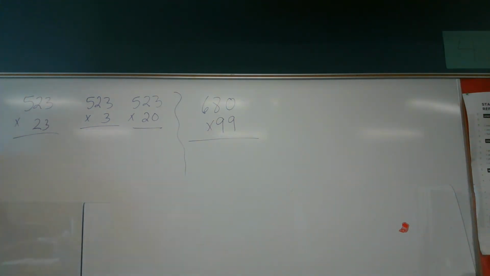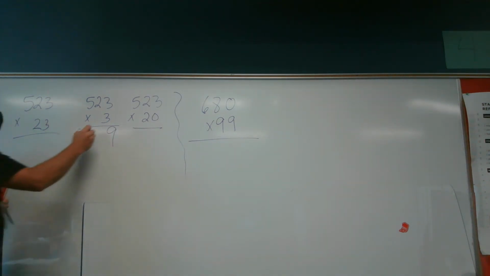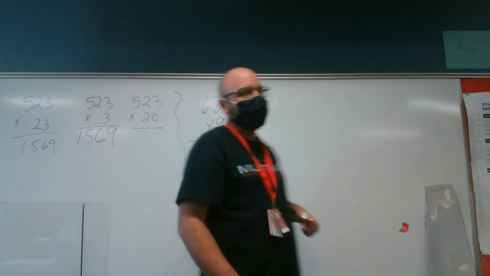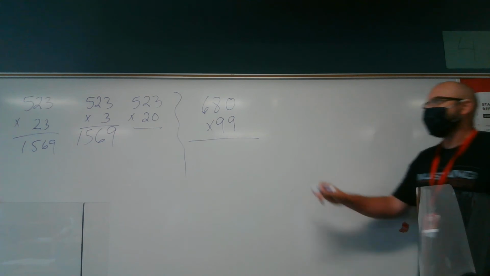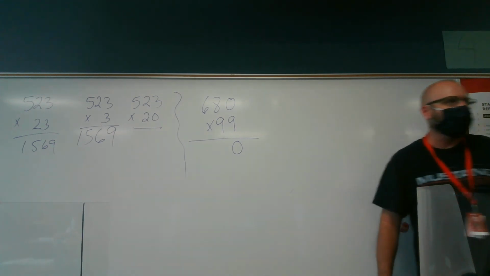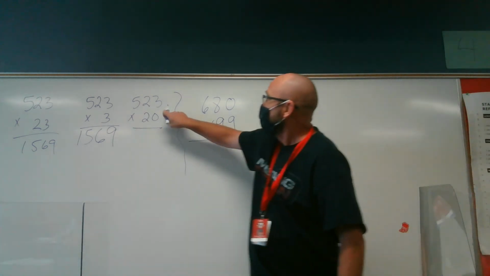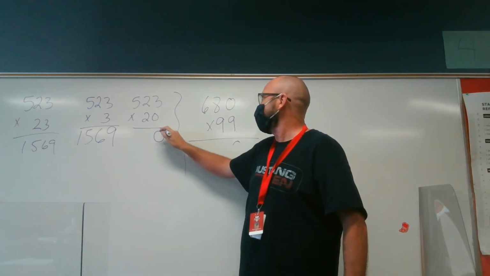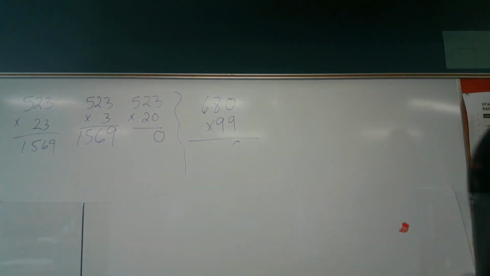3 times 3, 9. 3 times 2, 3 times 5. And if I did the same thing here, I'd get 1,569 as my first row. Now, since I've got a 0 in my ones place, I'm going to get a 0 in the ones place anyway, no matter what I do. If I took 0 times 3 and 0 times 2 and 0 times 5, I'm going to end up with a 0 in the ones place anyway. So I'm going to skip all those steps.